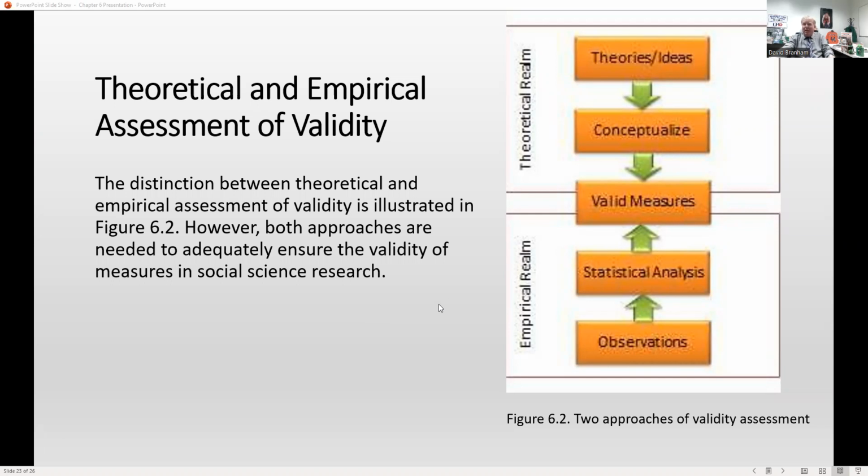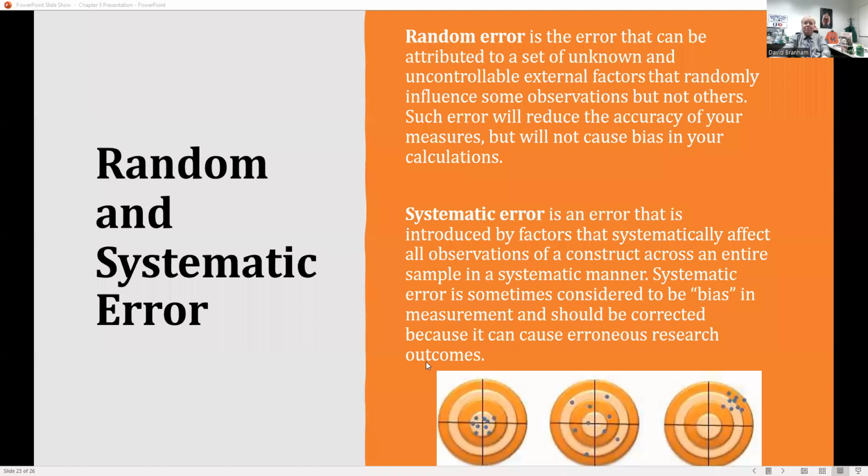That theoretical validity, do you have face validity? Is there content validity? Do our experts say that it looks right? That theoretical validity is important, but the statistical analysis is also very important. It's a good idea to run these tests to make sure you have this type of validity. So both approaches are important.